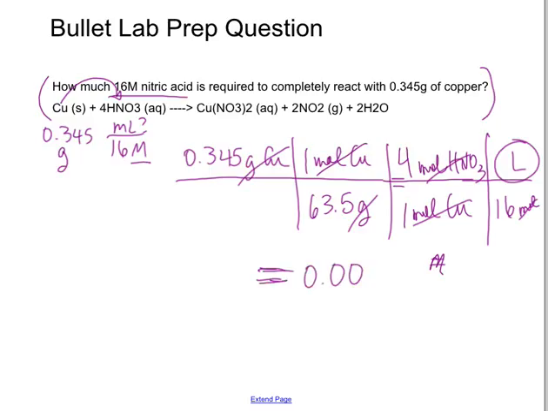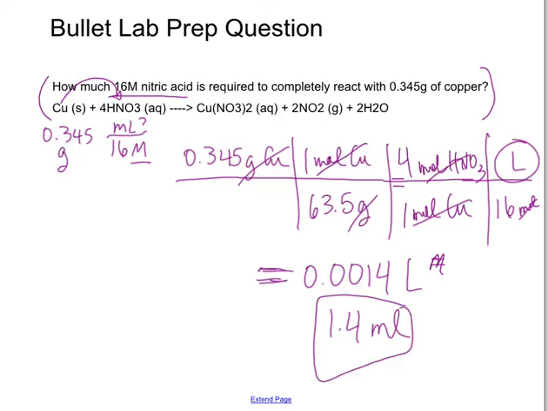.0014. Does everyone agree with that number? .0014 liters. Is that a useful number for me in the lab? No. What should I do? Make it milliliters, 1, 2, 3. So it's 1.4 milliliters. That's a little bit more usable of a number, right?